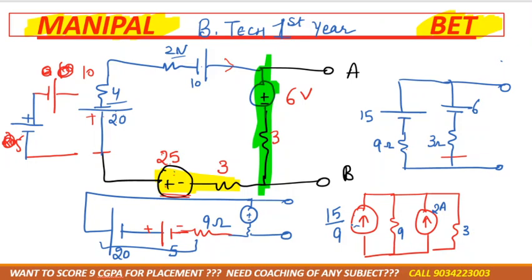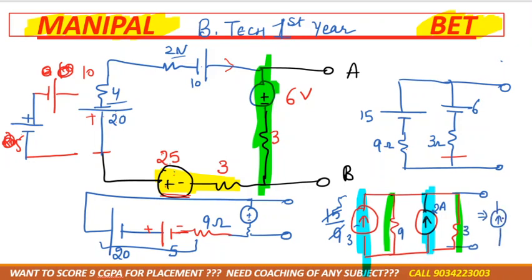Yes or no? So this would be 5 by 3. Now as you can see, these two currents are in the same direction or in the opposite direction? Same direction. And these 9 and 3, we can combine them in parallel? Yes or no? So if we solve it, then that would be how much? Combined, that is 11 by 3, and 9 and 3 in parallel means 9 into 3 divided by 9 plus 3. So it would be 9 by 4.